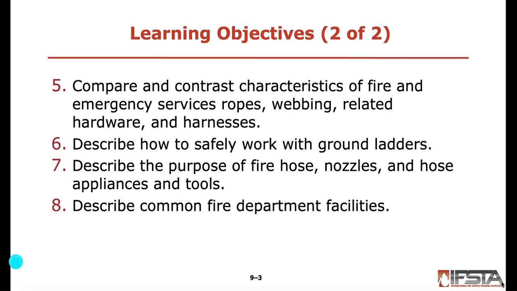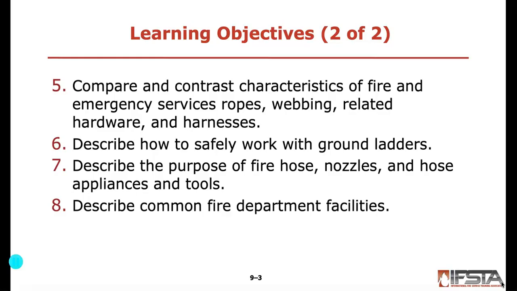From there, we'll move into fire and emergency services ropes, webbing, related hardware, and harnesses. This will be used more in that technical rescue, but there are plenty of times where you're going to use ropes and knots for lowering tools, raising tools, hoisting tools, taking tools above ground, tying off ladders, and then low angle rescue, which is a truck company function, even some high angle rescue, until you get into the more complex USR components.